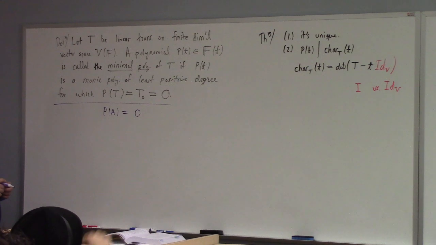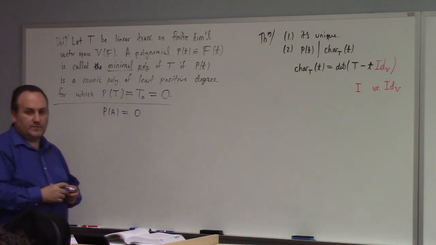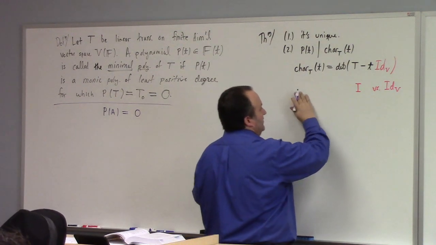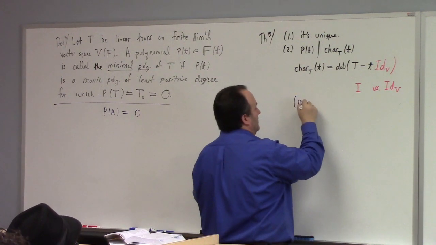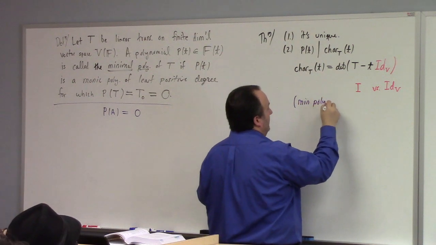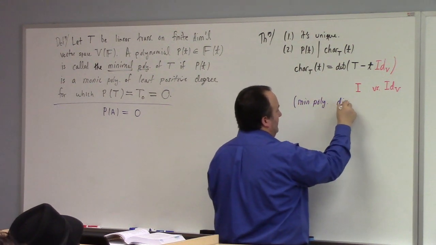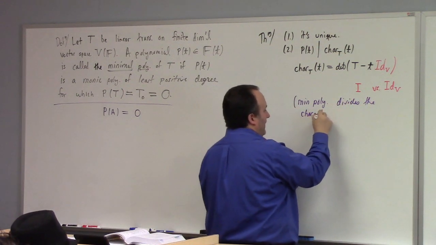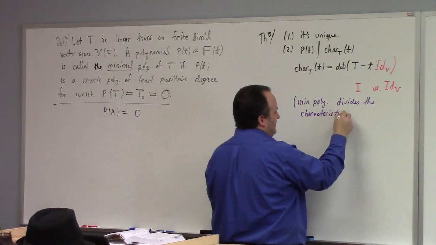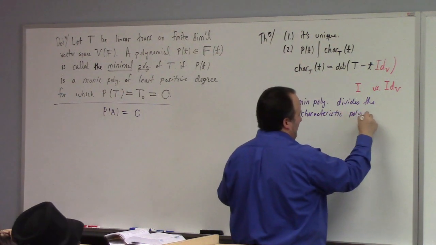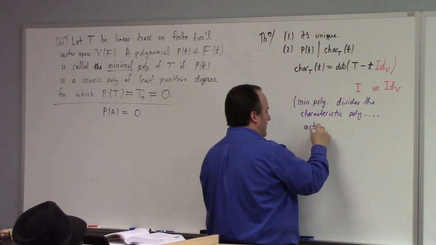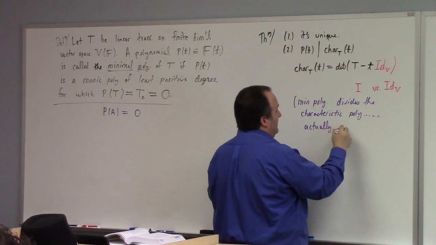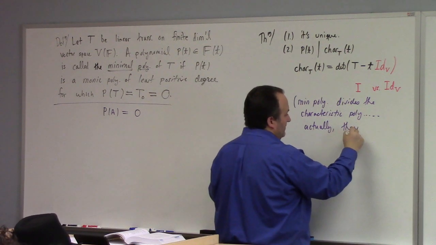What is the vertical bar in the second? Divides. Okay. So the minimal polynomial divides the characteristic polynomial. But let me put a finer point on that. It's better than that, actually. They share the same zeros.